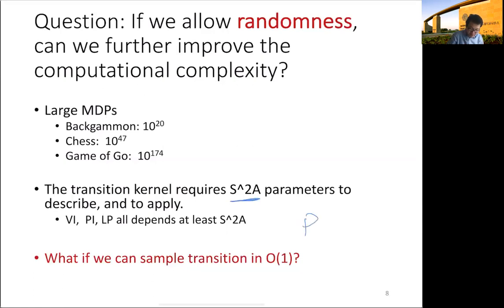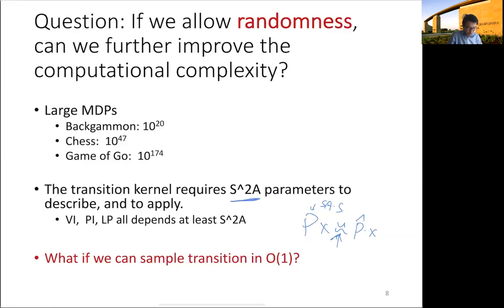So the idea of introducing randomness is to say, what if we can do a stochastic approximation of such an application, right? Even though this one is SA times S, maybe we can get away with finding an approximate solution where this P is replaced by something that's sparse. And this something sparse can have a substantially smaller number of non-zero elements, which would allow us to reduce this S-squared dependence at the cost of being approximate.